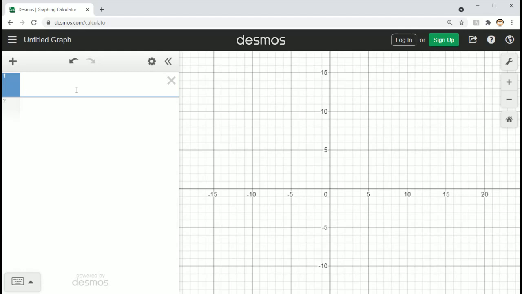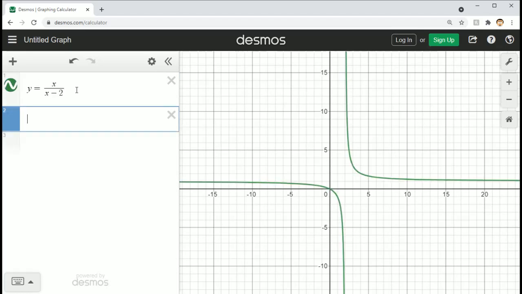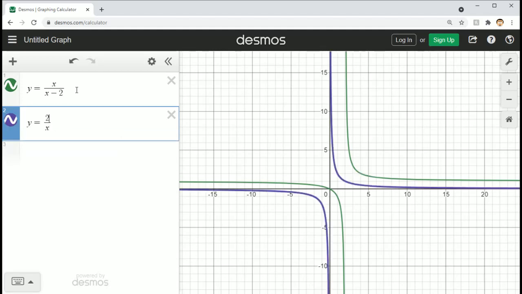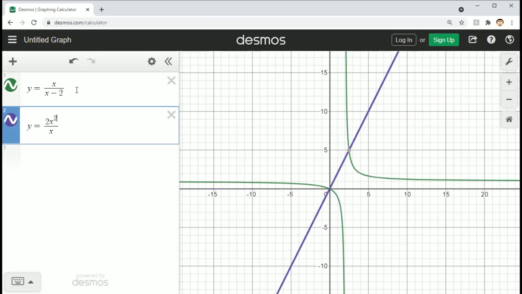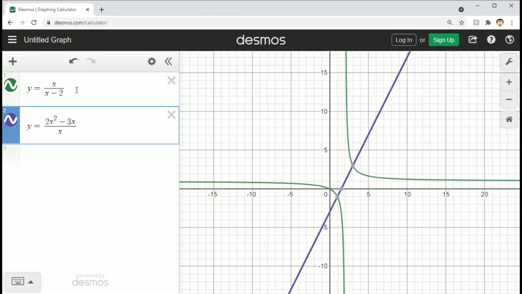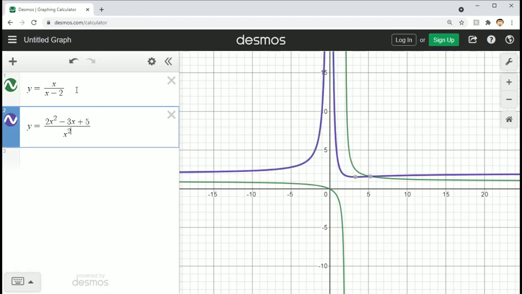So what I'm going to do is let the left side equal a function. So the left side is x over x minus 2. And I'm going to let the right side be another function. And on the top we have 2x squared minus 3x plus 5. And on the bottom we have x squared plus 6. Okay, so there's our two functions.